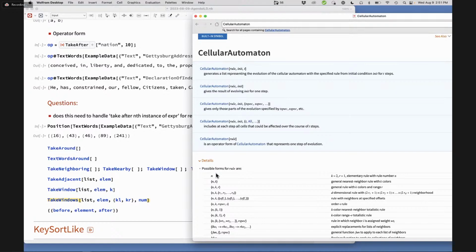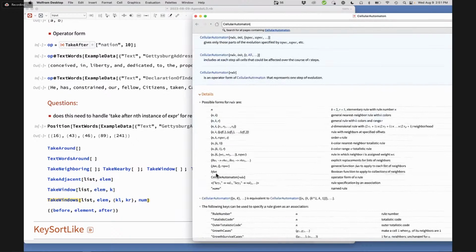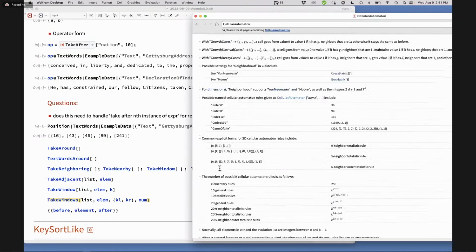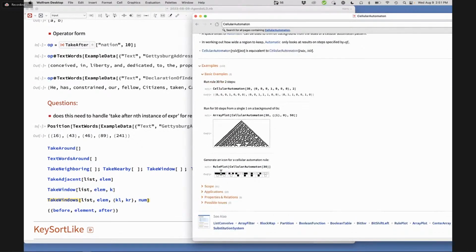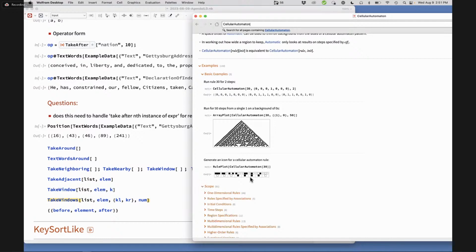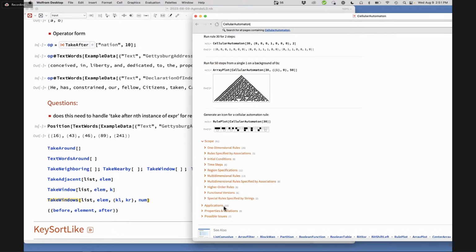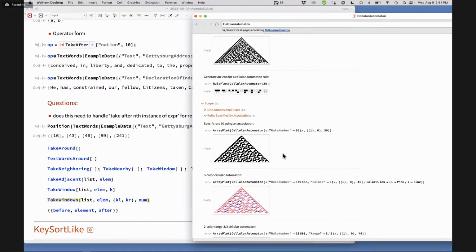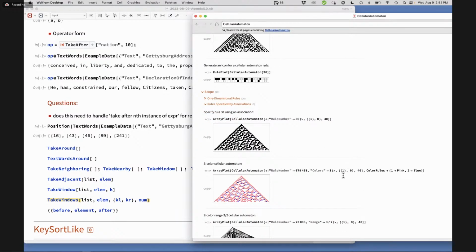Yeah, it competes with ListConvolve. Yes, but what I'm saying is, see this form here? This is an alternative rule spec. This one here, which I really like. I use this quite a bit, and I think we should support the same kind of thing for Partition as an alternative syntax. You see what I'm saying?